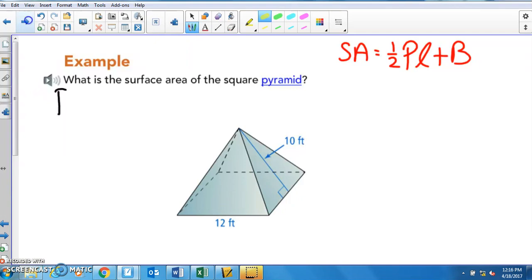All right, so the P represents the perimeter of the base. The uppercase B represents the area of the base. So if we look at this particular pyramid, it says, what is the surface area of the square pyramid?